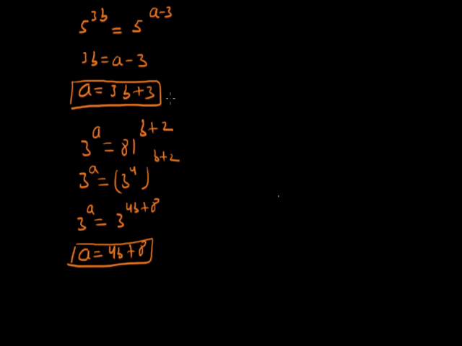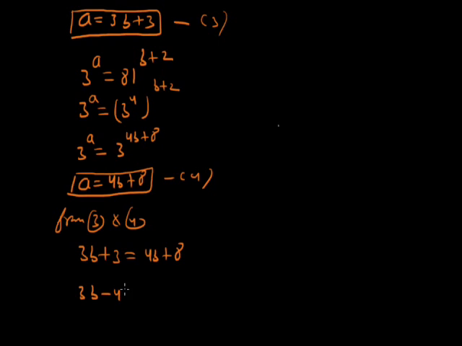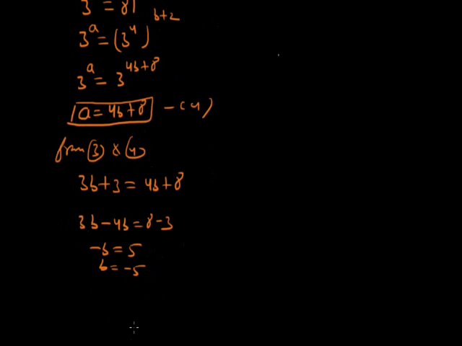Now from these two equations, let's say this is third and this is fourth. Their left hand sides are equal, so their right hand sides are also equal. From third and fourth equation, I can say that 3b plus 3 is equal to 4b plus 8. So 3b minus 4b is equal to 8 minus 3. 3b minus 4b is minus b, which is equal to 5. So b equals minus 5. So the value of b is minus 5.